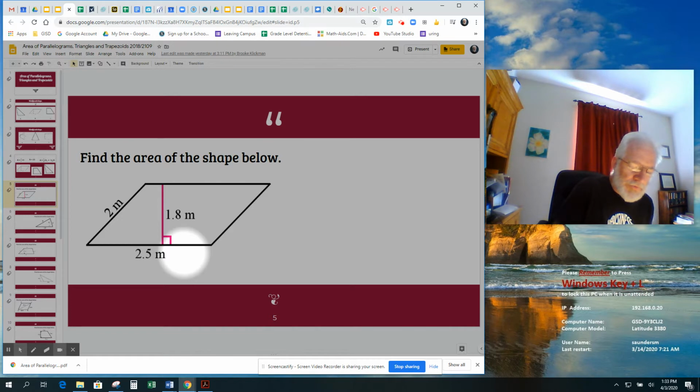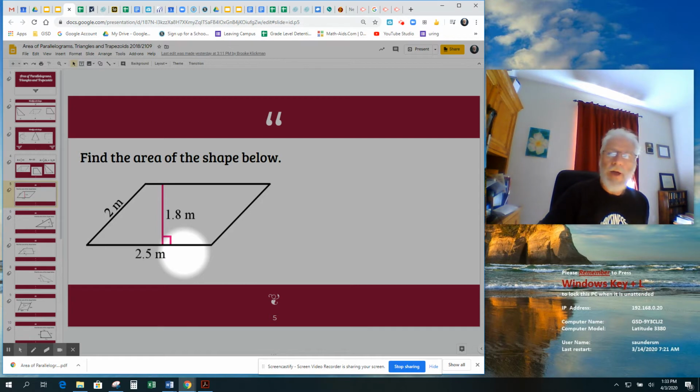8 times 5 is 40. Carry the 4. 8 times 2 is 16 plus 4 is 20. Then I start with a 0. 1 times 5 is 5. 1 times 2 is 2. And so I add those numbers together, and I get 450.